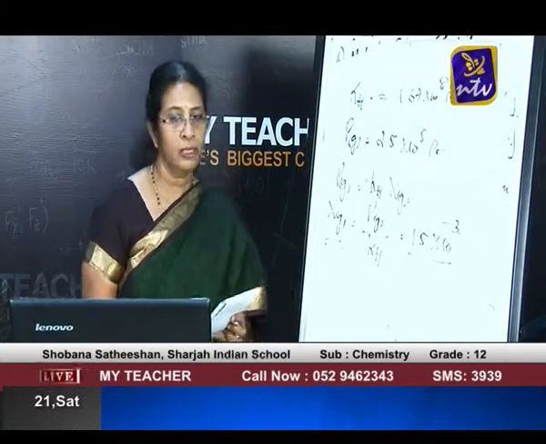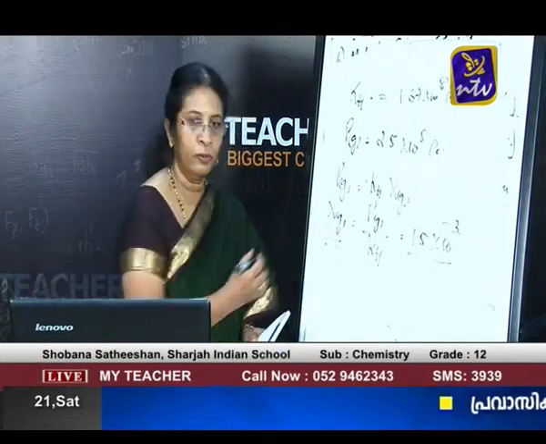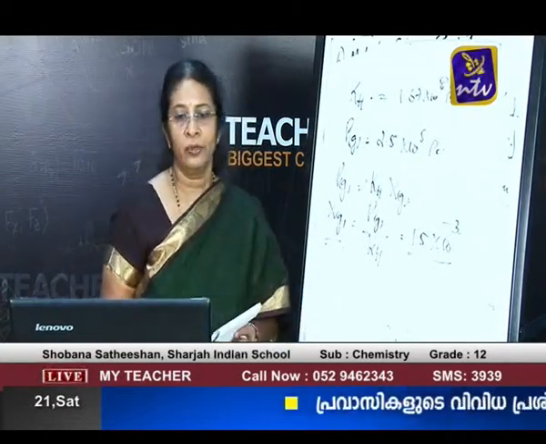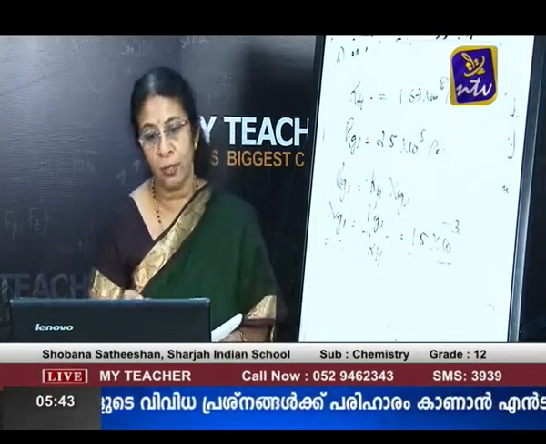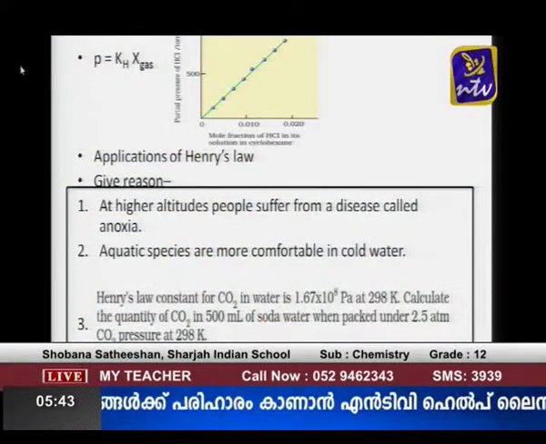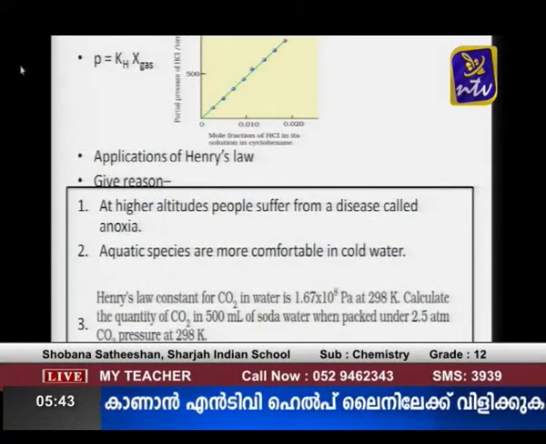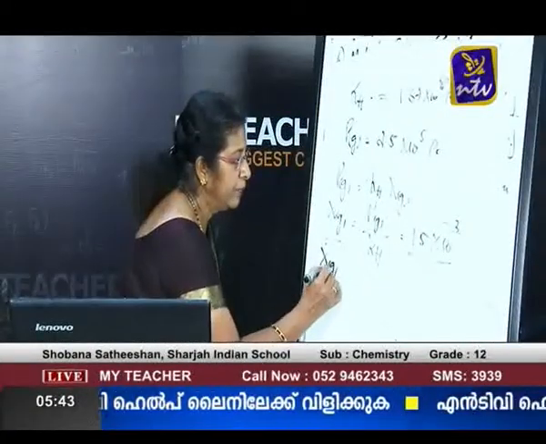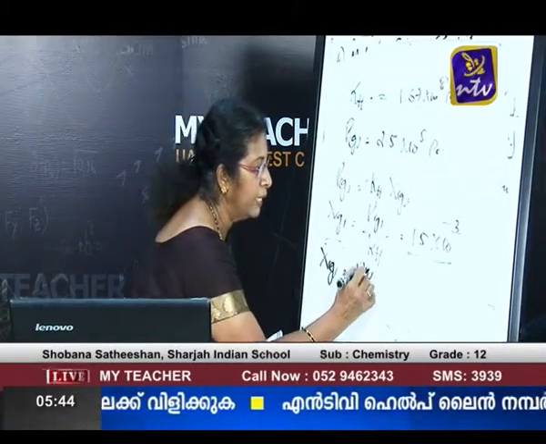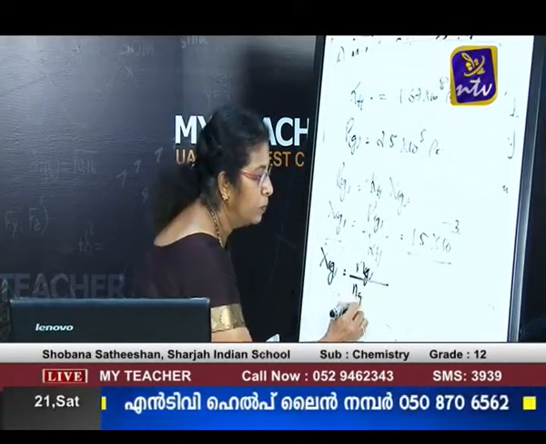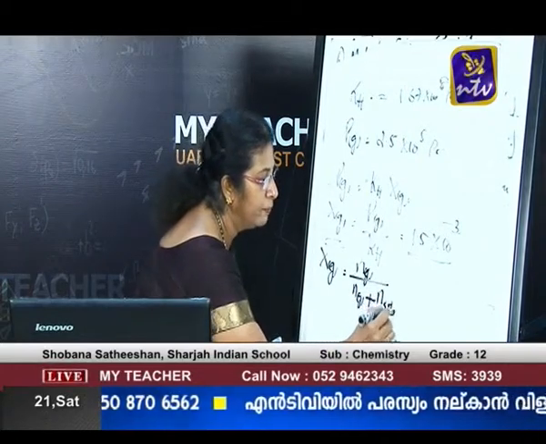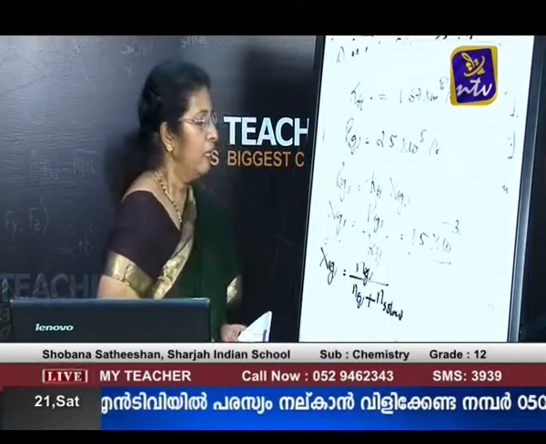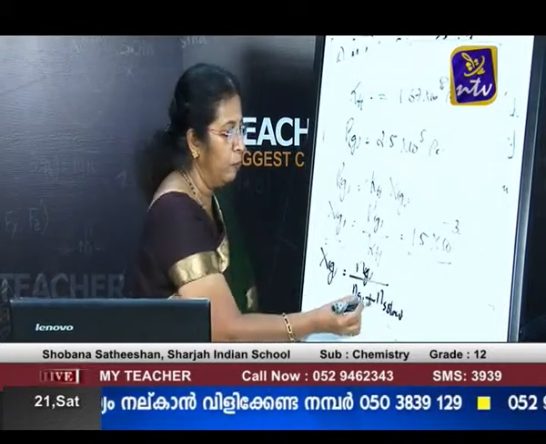So mole fraction of the gas is equal to 1.5 into 10 raised to minus 3. Okay, the question is not to calculate the mole fraction of the gas. The question is to calculate what? The quantity of CO2 in 500 ml of soda water. Again look at the board. Xg is equal to number of moles of the gas divided by number of moles of the gas plus number of moles of the solvent.